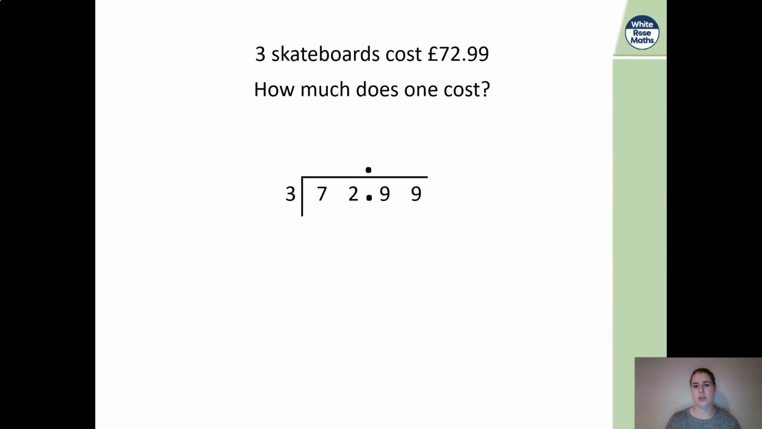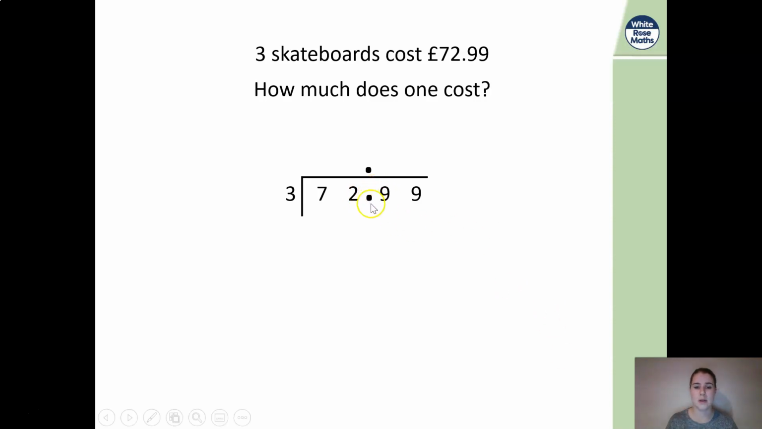So, 3 skateboards cost £72.99. So how much does one cost? Now I lied. I didn't mean remainders. I meant decimals on the slide before. So, same rules apply. We're going to pretend that that decimal's not there until we get to the very end of our answer. But it's important.